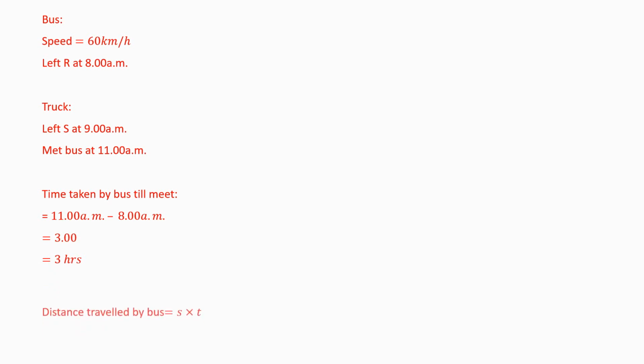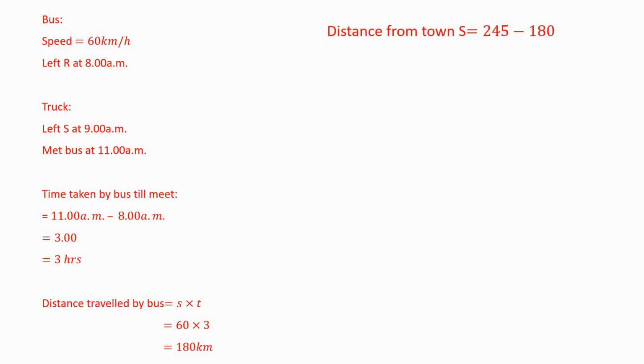And so the distance traveled by the bus, remember the distance formula is speed times time. So we substitute, we have 60 times 3, which is equal to 180 kilometers. That means that the bus had traveled 180 kilometers from R. And therefore, since we have the distance from R to the meeting point and we have the total distance, the distance from town S will be total distance minus distance up to the meeting point, which is 245 minus 180, which is equal to 65 kilometers. So that means the truck had traveled for 65 kilometers.